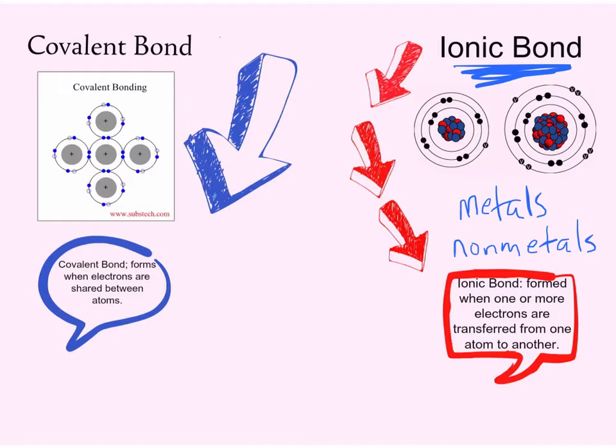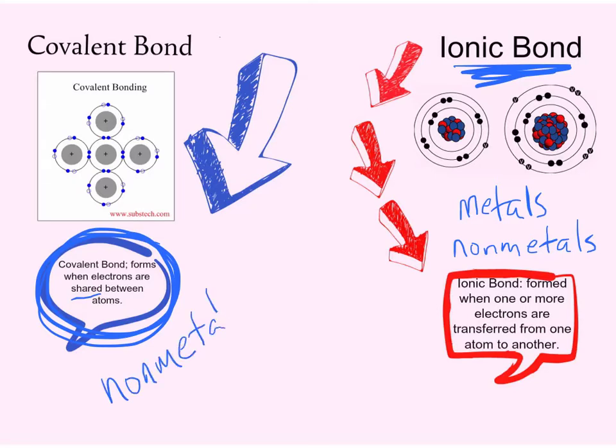Covalent bonds is the second way that atoms bond. And this is done when electrons are shared. And this happens between nonmetals. So if you look at a compound and it only has nonmetals in it, then you automatically know it's a covalent bond. Covalent bond is sharing electrons. Ionic bond is transferring electrons, where one atom takes an electron from another atom and kind of steals it as theirs.